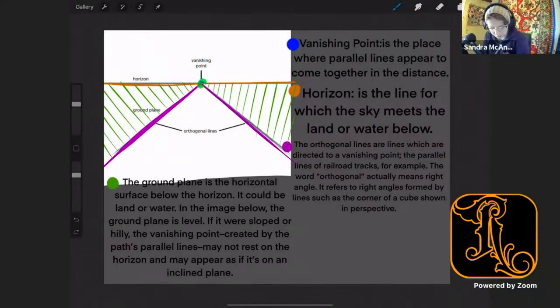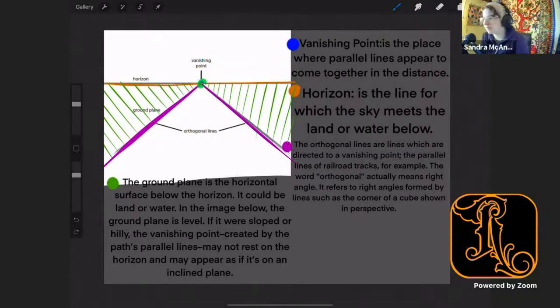If it were sloped or hilly, the vanishing point created by the path's parallel lines, or the orthogonal lines, may not rest on the horizon. It may appear as if it's on an inclined plane. Neat. So your ground plane, pretty self-explanatory. Anything that's at ground level, anything below your horizon.